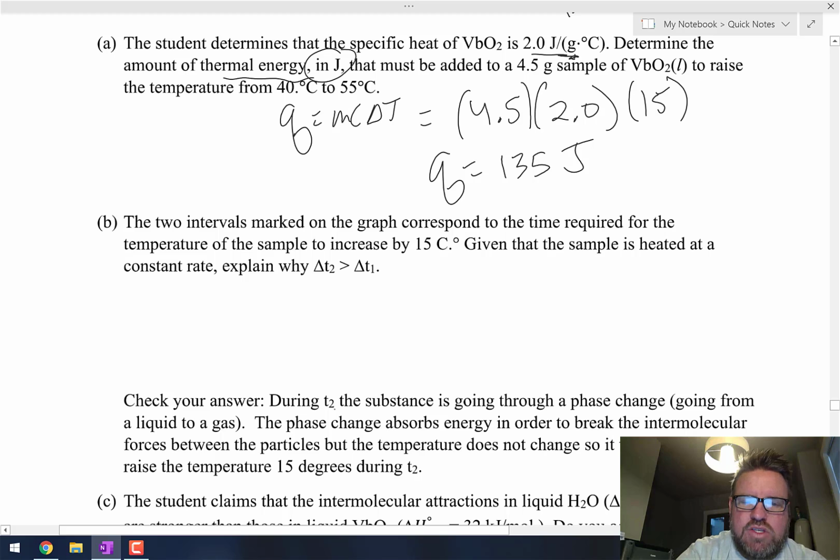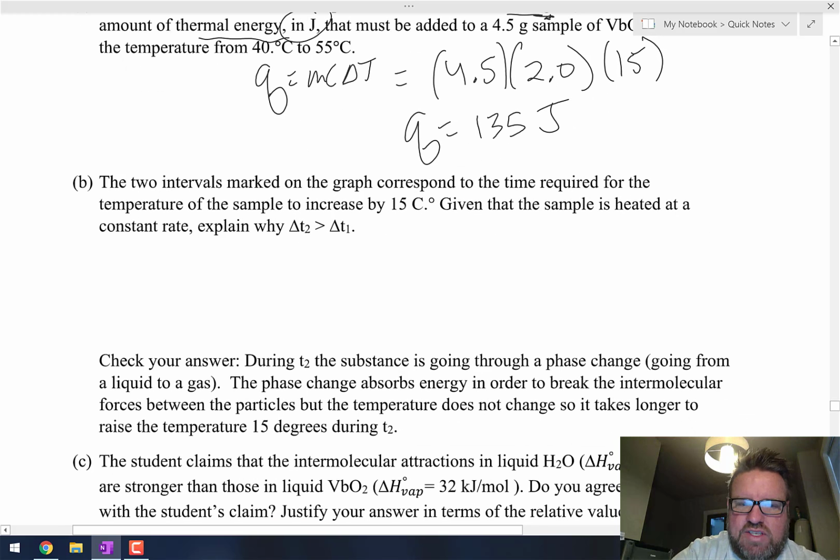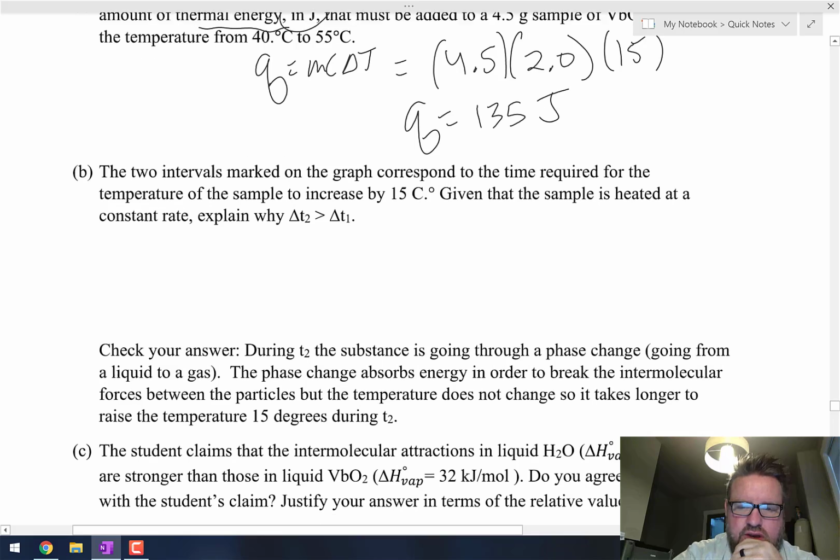Okay? So during T2, this is the fancy way of saying it. During T2, the substance is going through a phase change, going from a liquid to a gas. The phase change absorbs energy in order to break the intermolecular forces between the particles, but the temperature doesn't change. So it takes longer to raise the temperature by 15 degrees during T2.